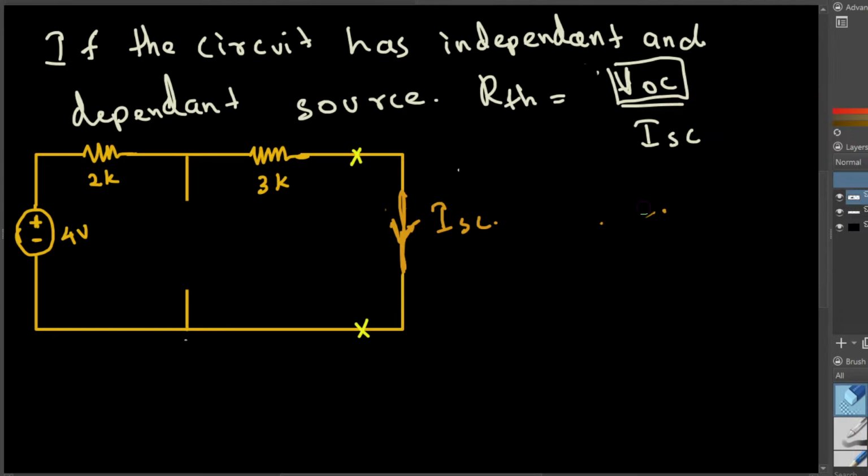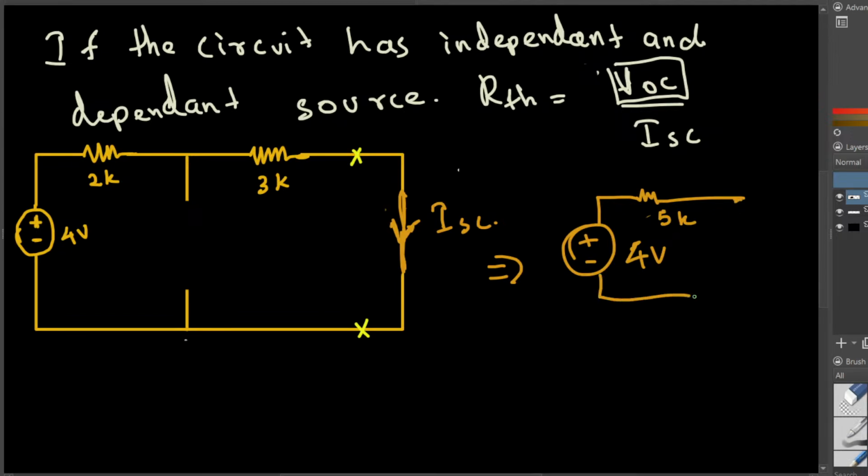So we can add the resistance together. 2 plus 3k, that's 5k. So totally we have 5k resistance. If I draw the equivalent circuit for this, it's going to look like 4 voltage right here, and instead of this 2k 3k, I can combine them together and write it as 5k like this. And now I can directly apply Ohm's law. Ohm's law says that V is equal to I times R. Therefore, I is V divided by R.